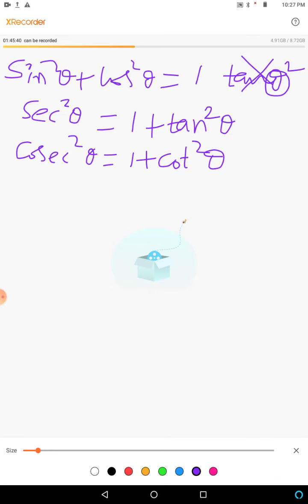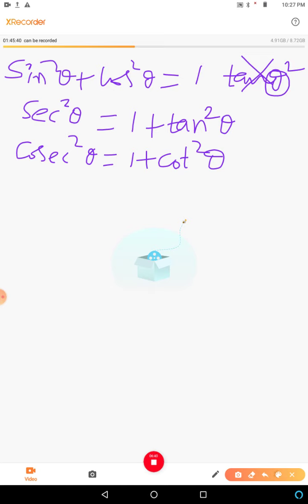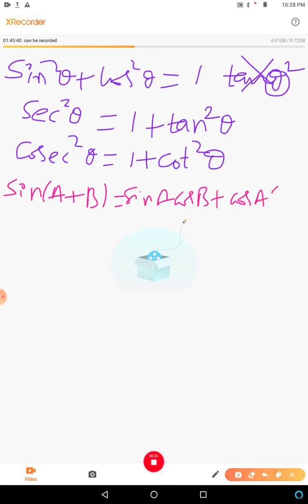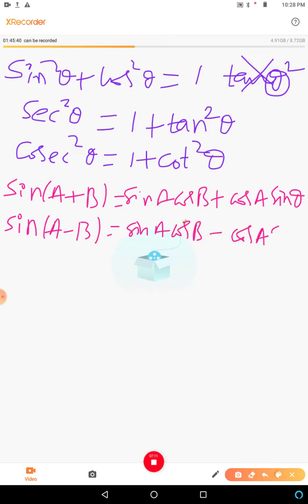Then I will write some important formulas which will be useful in waves and oscillations. Sin A plus B will be equal to sin A cos B plus cos A sin B. In the same manner, sin A minus B will be equal to sin A cos B minus cos A sin B. Write down the formula somewhere in your notes.